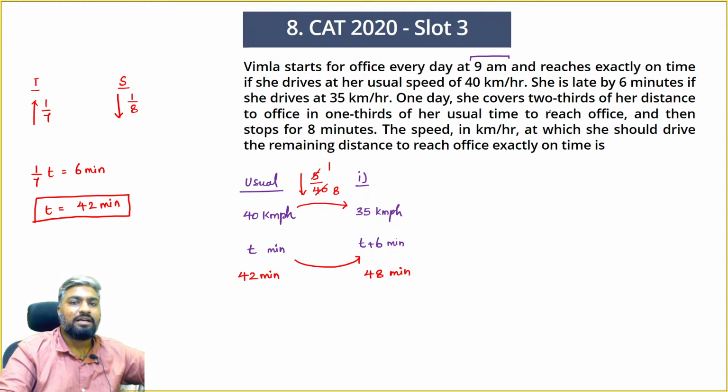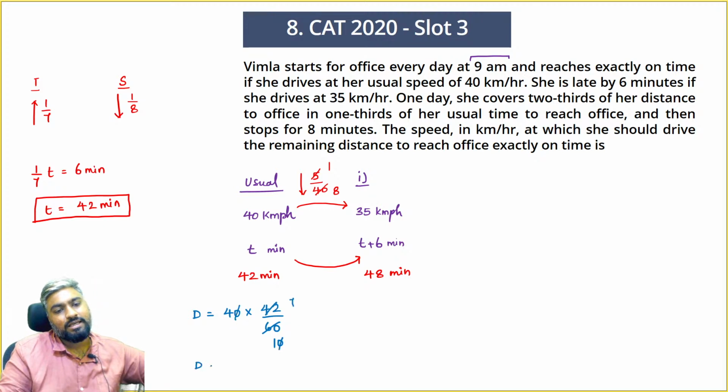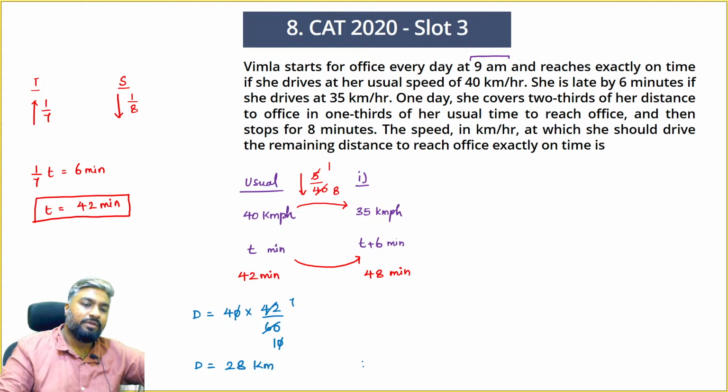They're saying one day she covers 2/3 of her distance in 1/3 of the usual time. Let's find out the distance now, shall we? What will be the distance? Distance is speed into time, which is 40 into 42 by 60, correct? 42 minutes by 60. Yeah, so this is how much? This is 6, 10 times, 6, 7 times, 7 into 4. Distance is 28 kilometers. Here you will get the same because the distance is equal. Distance will be 28 kilometers.